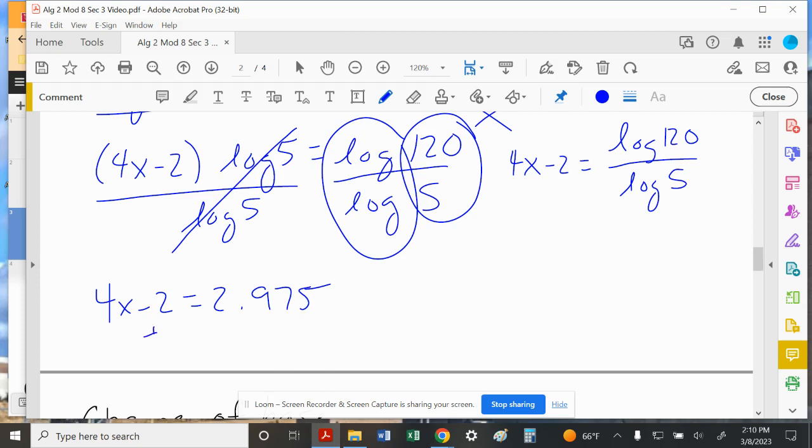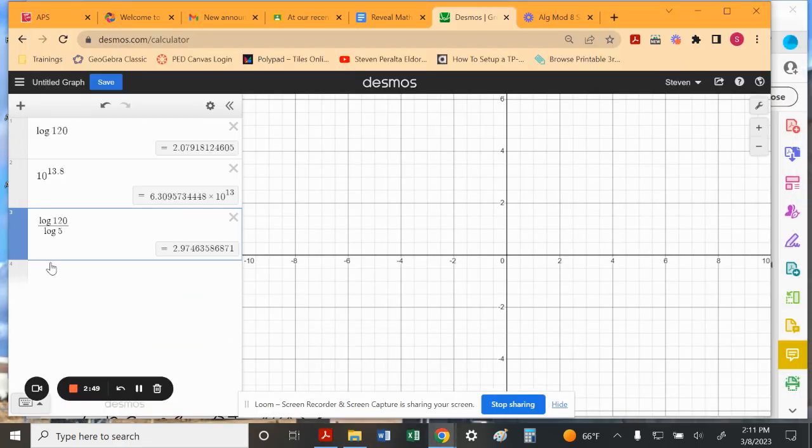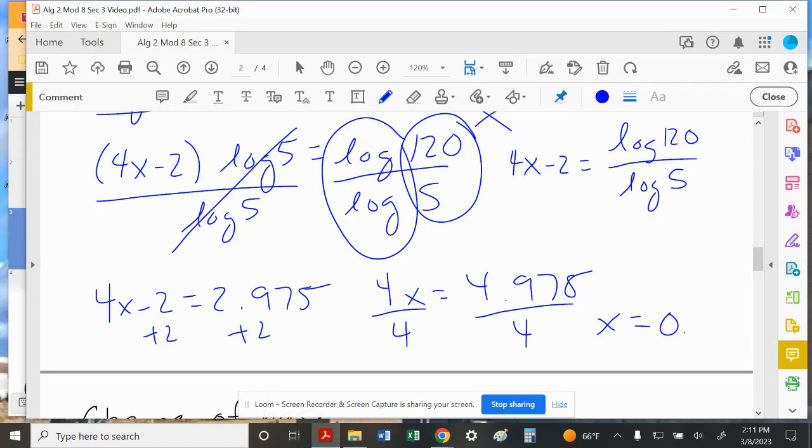Now I'm going to add 2 to both sides. So I get 4x equals 4.975. I then divide both sides by 4. So I get x equals 4.975 divided by 4, or whatever that number is that I have up there on Desmos. I can just divide this one by 4. Notice, I can just put another division here, which is nice with Desmos. So divided by 4, and I get 0.744. Okay, so that means x equals 0.744. So that would be my answer for x.